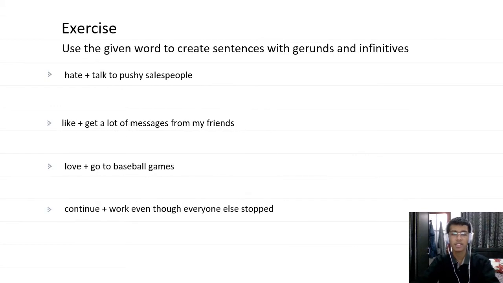This is some exercise. Use the given word to create sentences with gerunds and infinitives. The first one is hate plus talk to pushy salespeople. The second one is like plus get a lot of messages from my friends. The third one is love plus go to baseball games, and the fourth one is continue plus work even though everyone else stopped.